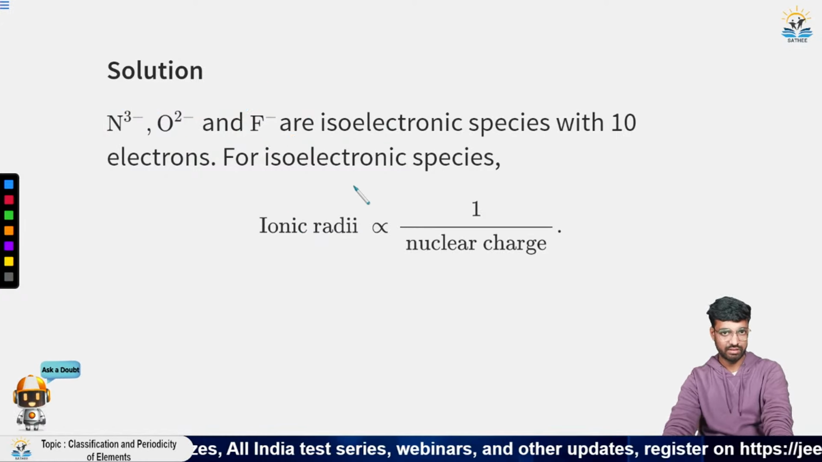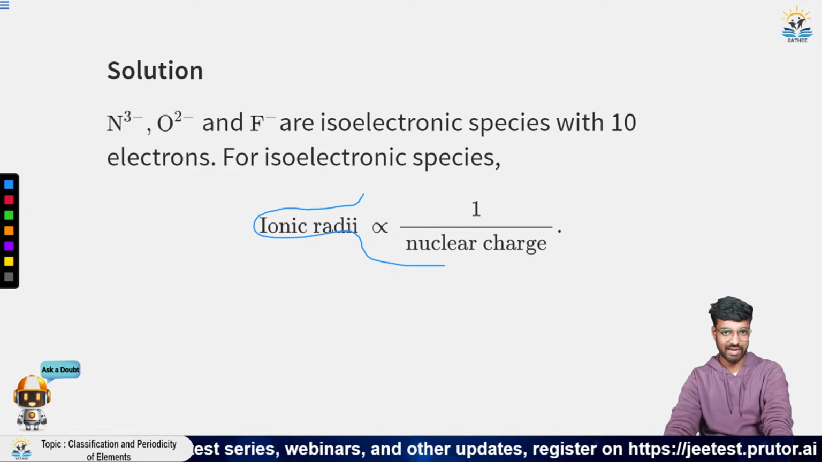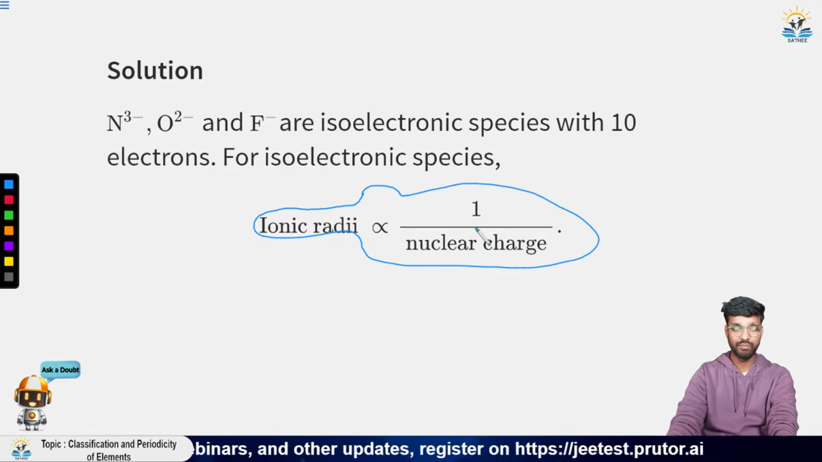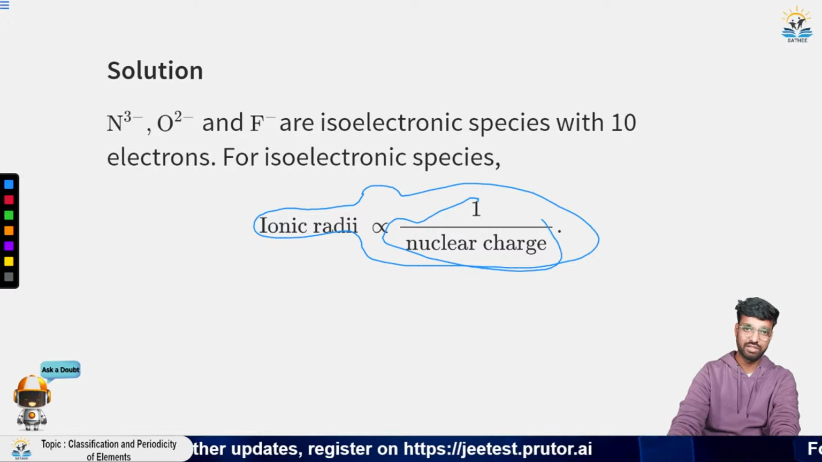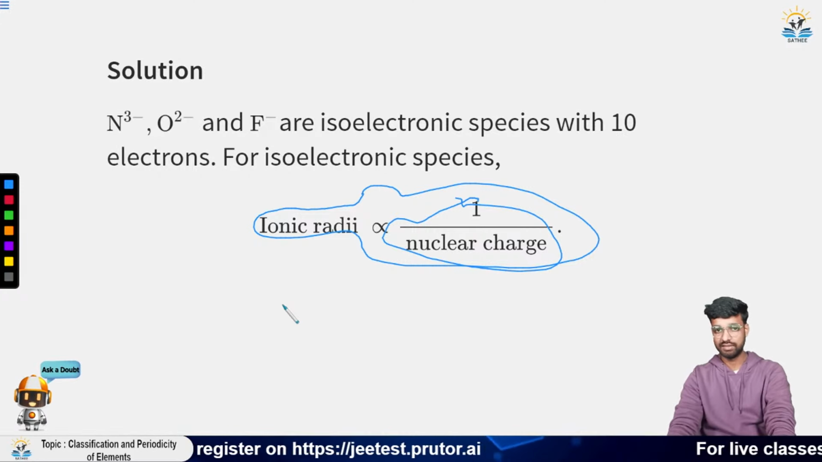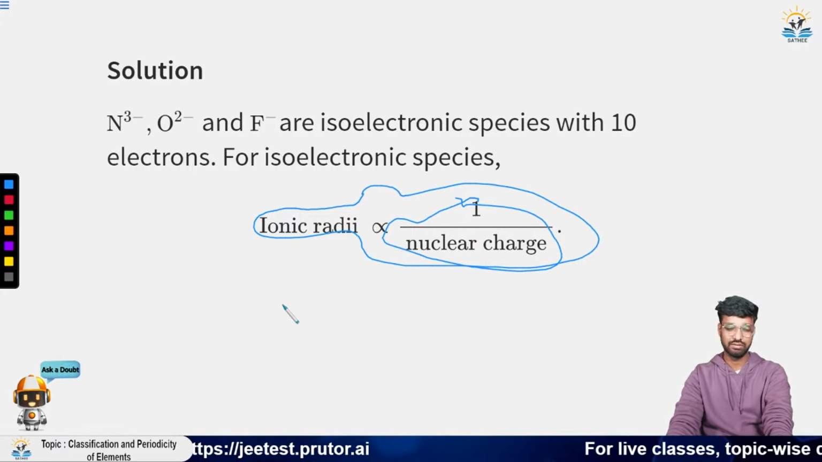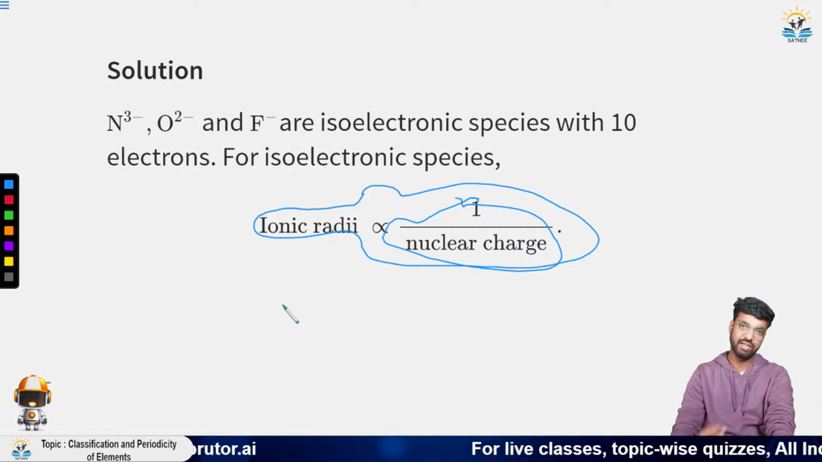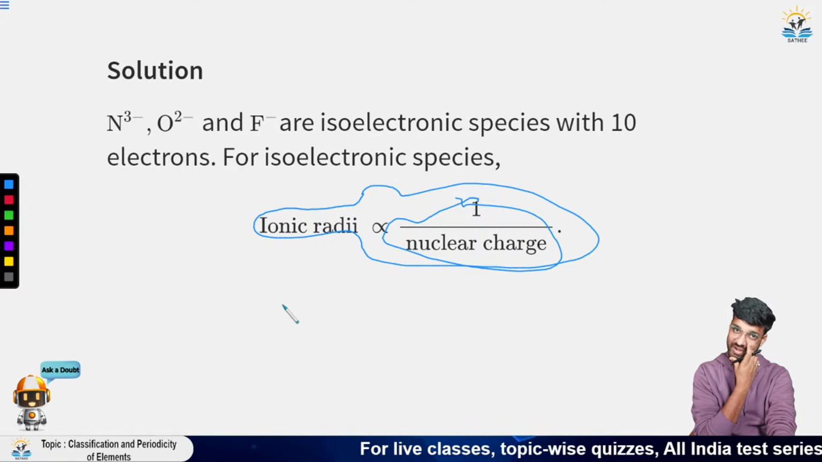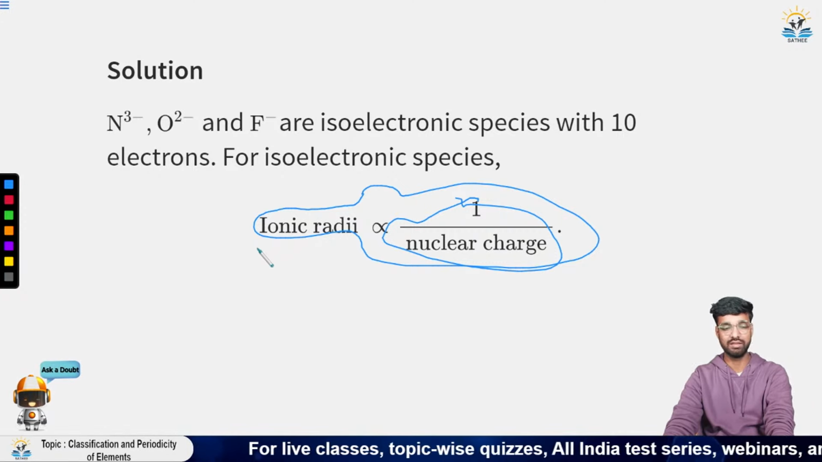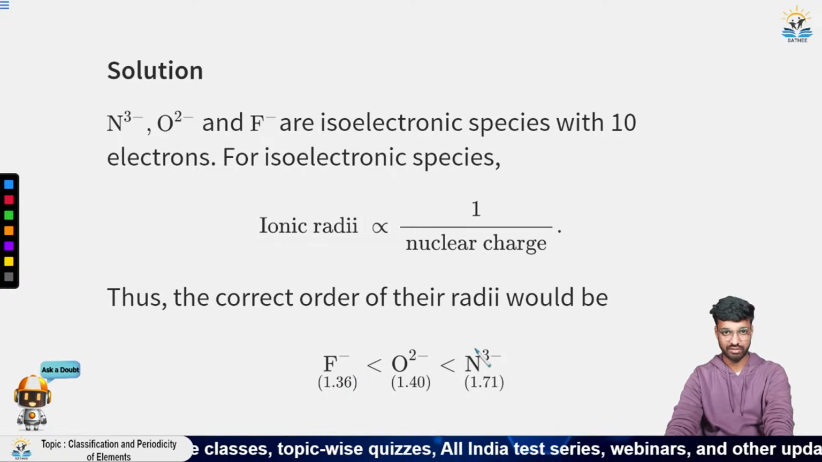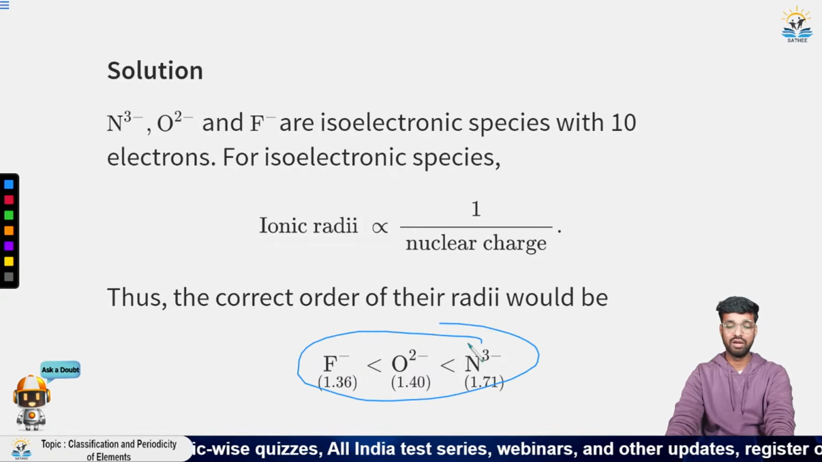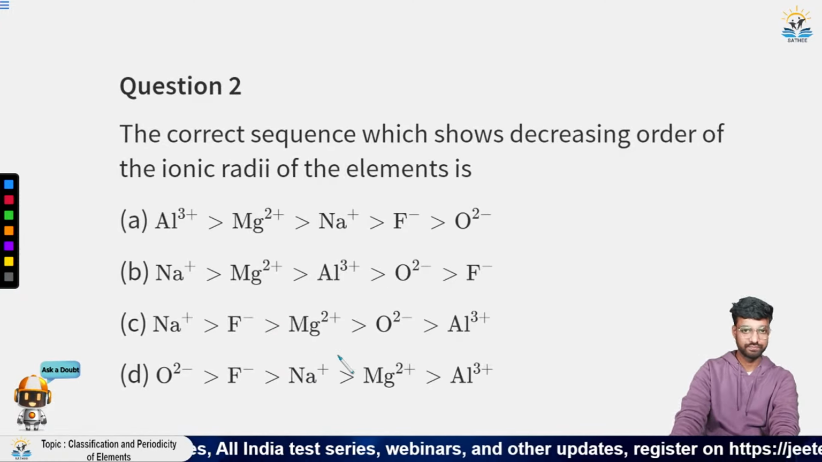Now for isoelectronic species, we know very well that ionic radii depend upon the nuclear charge and are inversely proportional to it. Since the nuclear charge is increasing, the electrostatic force is increasing, and we see a trend that N3- is the largest in size, then we have O2-, then we have F-. So this is the case.